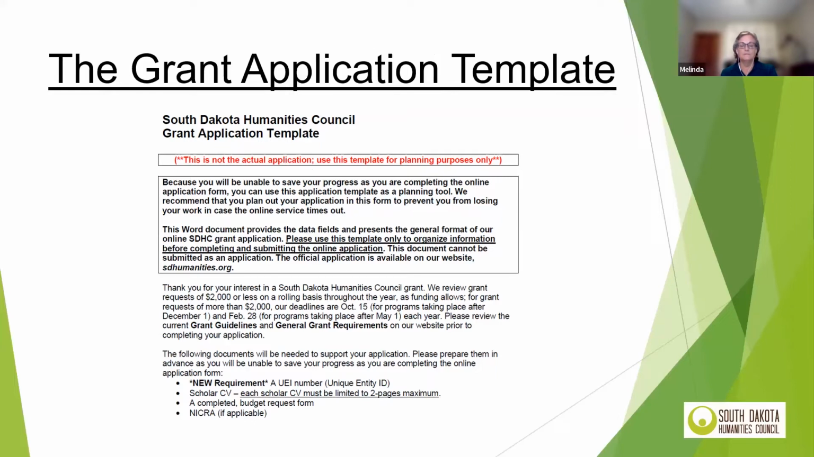This is one of the first things you'll want to do, along with downloading our grant guidelines. Since you'll want to know all of the application questions before you apply, this document provides the data fields and presents the general format of the online grant application. You can use this template to organize your information before completing and submitting the online application. I'll go through the main questions on our application and give a little explanation for each one.